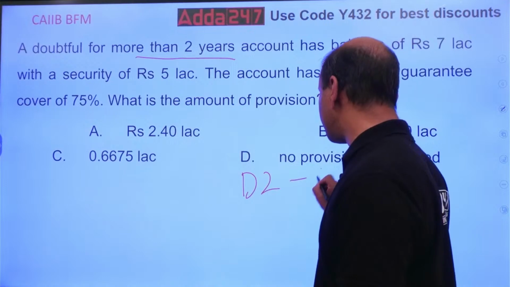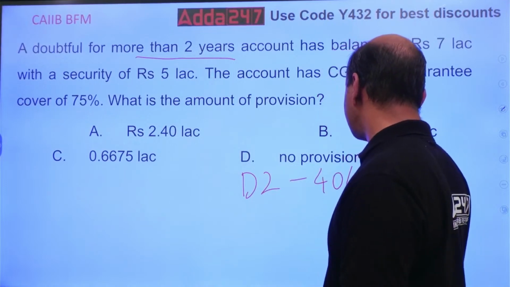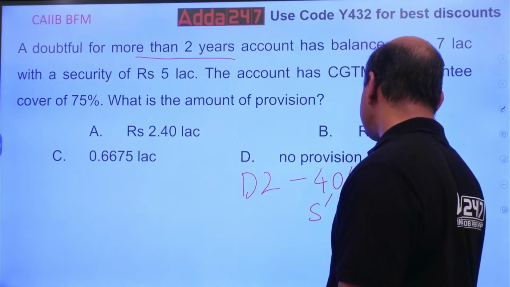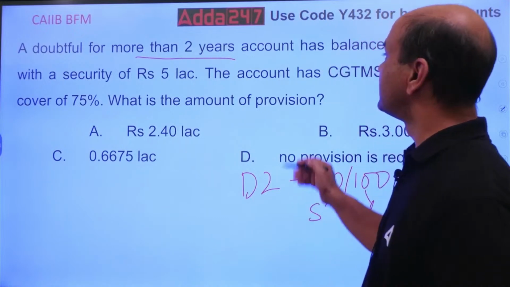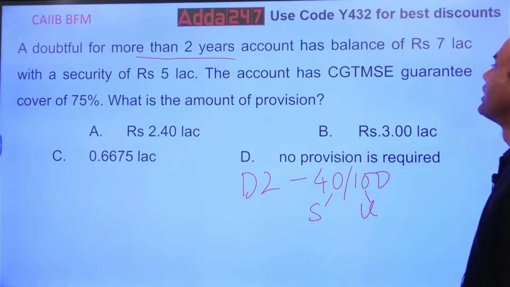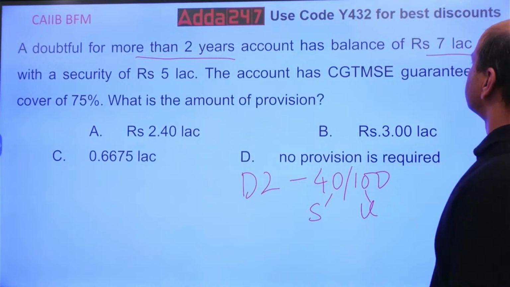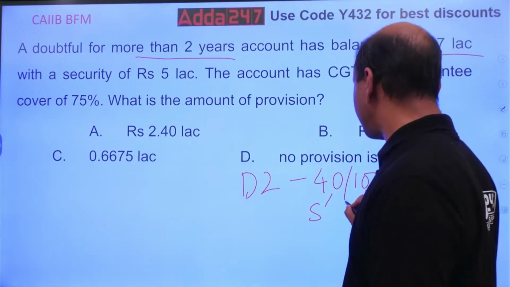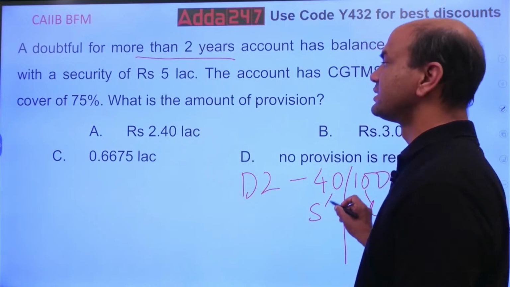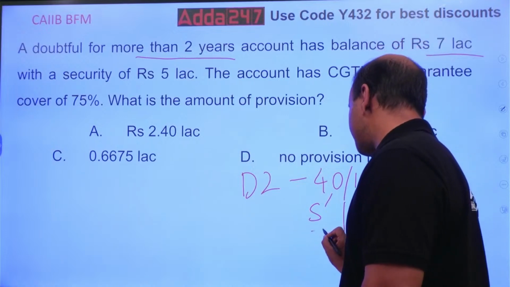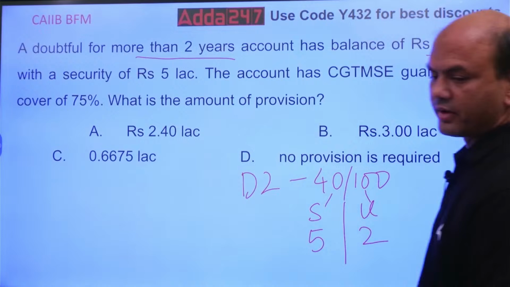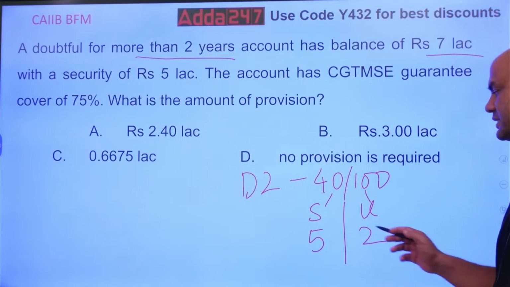It is 40-100. 40% for secured, 100% for unsecured. So this is in D2 category, right? Now the loan is 7 lakhs. What is the security? 5 lakhs. So subtract this. From the 7 lakhs, 5 lakhs is under secured and 2 lakhs is under unsecured.